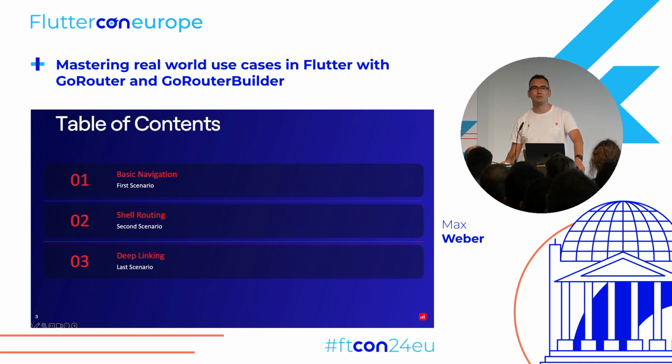Then we are talking about shell routing. Pretty much useful if we are working with bottom navigation bars, so that we have creating of sub-navigations. And the last one is deep linking. I heard that there was a lightning talk yesterday about Navigator, and deep linking works out of the box in web, so that is maybe a quite interesting part. But we will also talk about that and how we can implement that stuff.